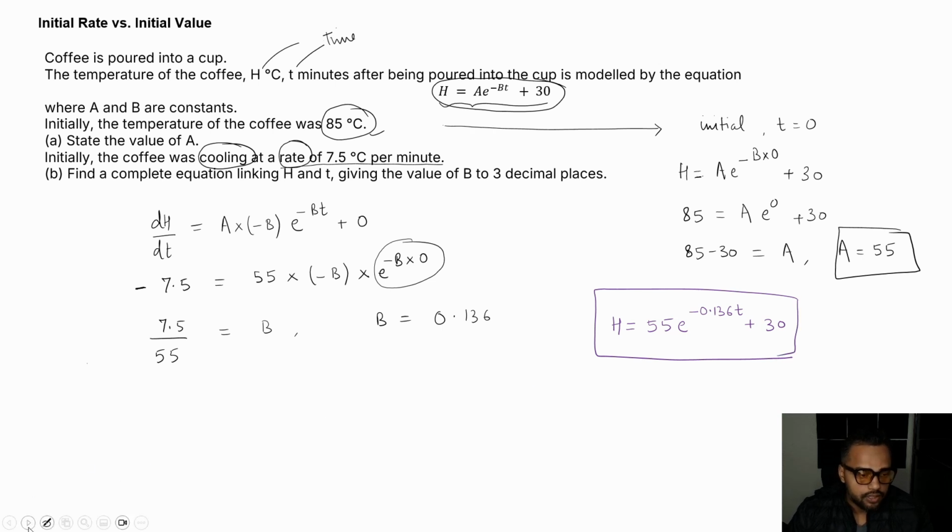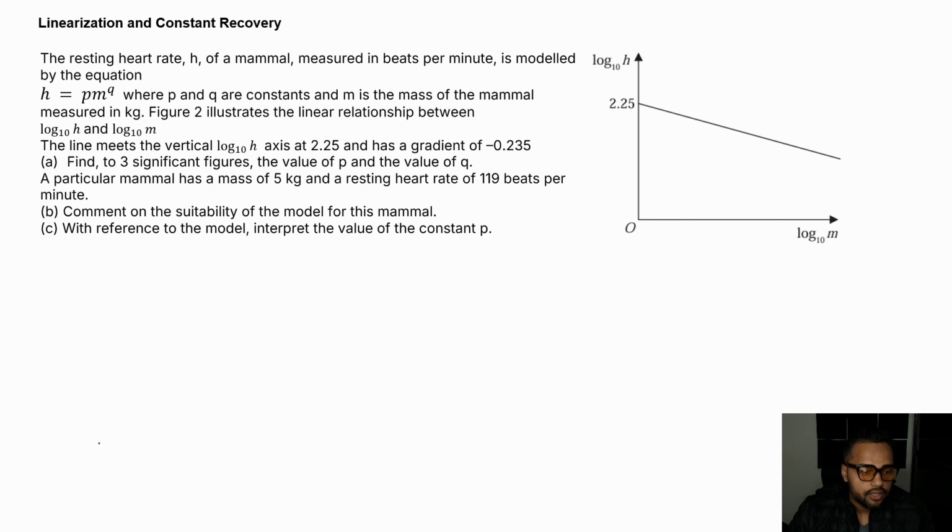Now let's move to the next question. This question I've taken from the concept of linearization and constant recovery. So you can see they have given a certain graph here of the heart rate of a mammal measured in beats per minute, and they have given us an equation for this heartbeat. Okay, let's do it.